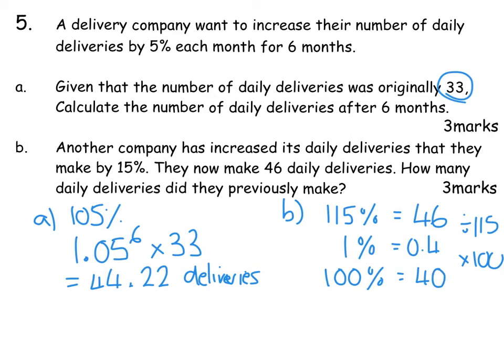Now what I like about those questions is you can always double check your answer back. Work out 15% of 40. Well, 10% is 4. Half of that is 2. 4 and 2 is 6. It had increased by 6. So you can always check those ones back.